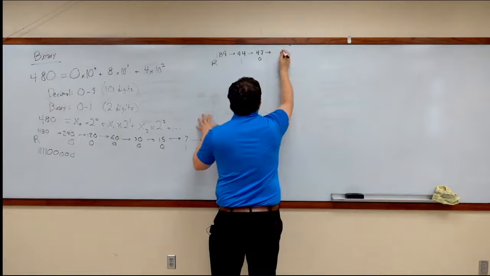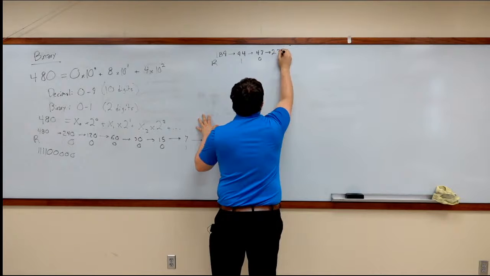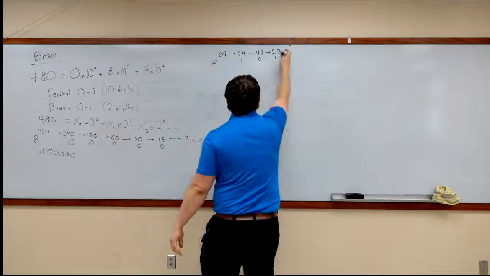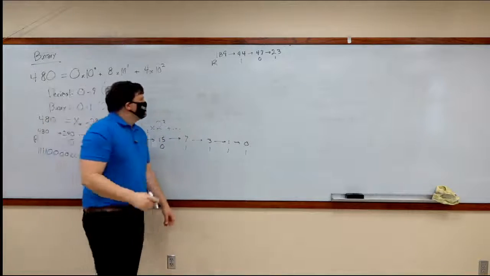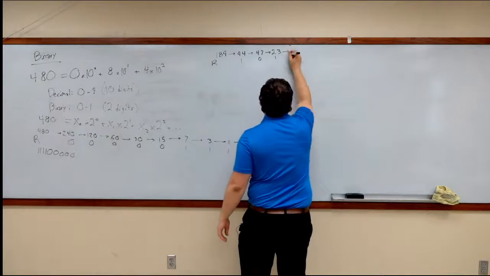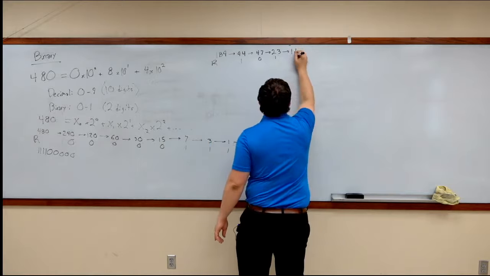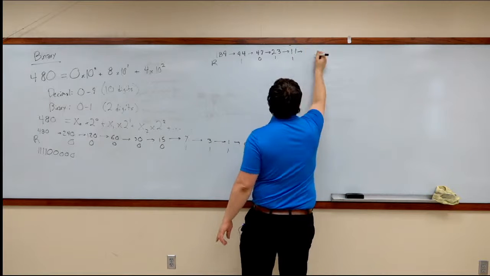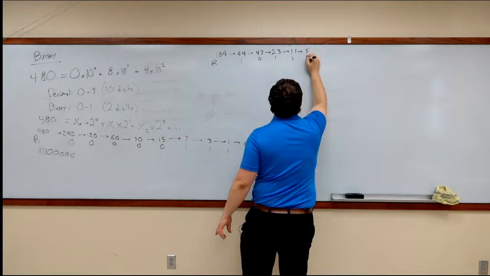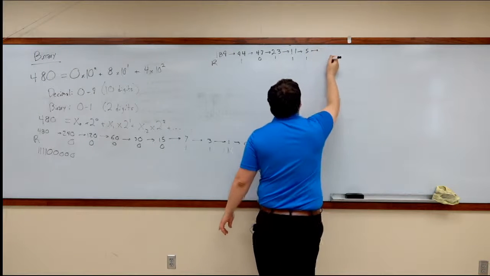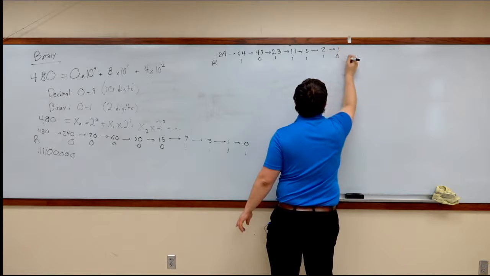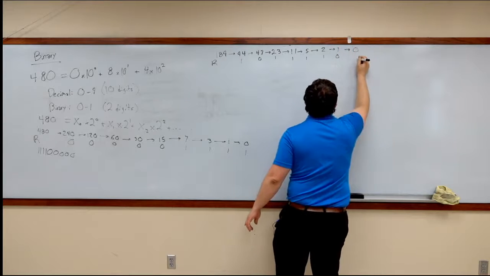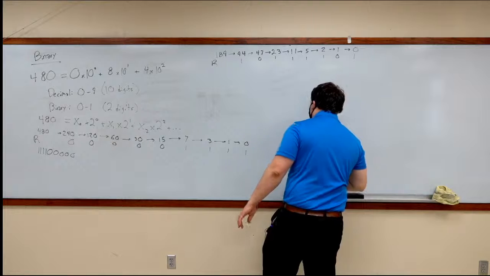Okay, so we take 47 divided by 2. This is 23, remainder 1, which means you multiply 23 by 2 and then add 1, you get 47. You divide 23 by 2, you get 11, remainder 1. Divide 11 by 2, you get 5, remainder 1. Divide 5 by 2, you get 2, remainder 1. 2 by 2, you get 1, remainder 0. And then you divide 1 by 2, you get 0, remainder 1.